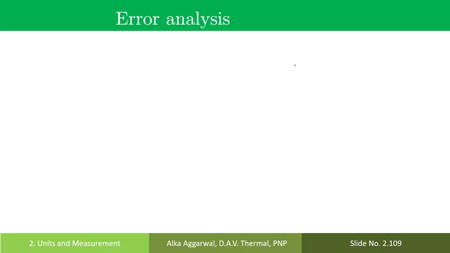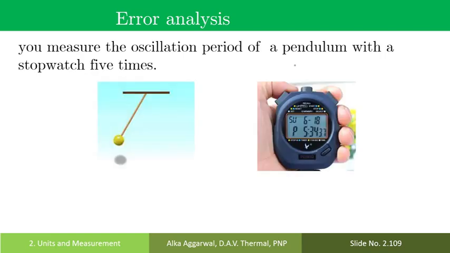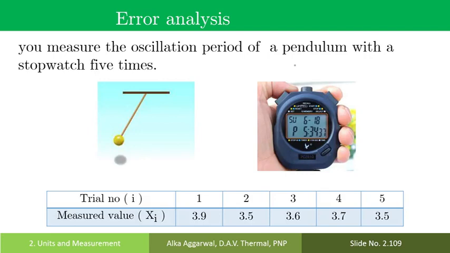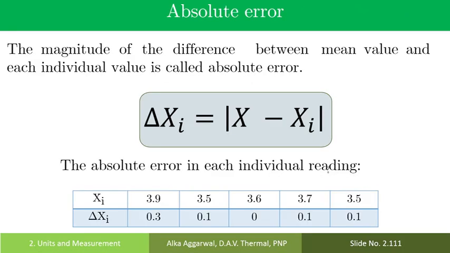Before going further, let us recall the error analysis done in the previous lecture. We were taking the example of a pendulum whose time period is recorded 5 times. First, we find out the mean value and that value is taken as the actual value. That is, 3.61 is considered as the actual value. Then find the absolute error, which is the difference between the true value and the measured value.